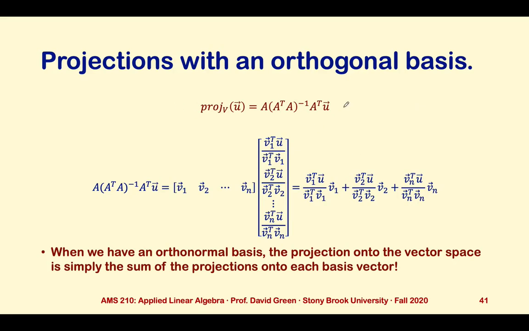So now let's put this whole thing together. Now let's find the entire projection. We just have calculated this (A transpose A) inverse times A transpose U. Now we want to multiply by this additional A. We have a matrix whose columns are V, and a column vector whose entries are these ratios of dot products shown here.